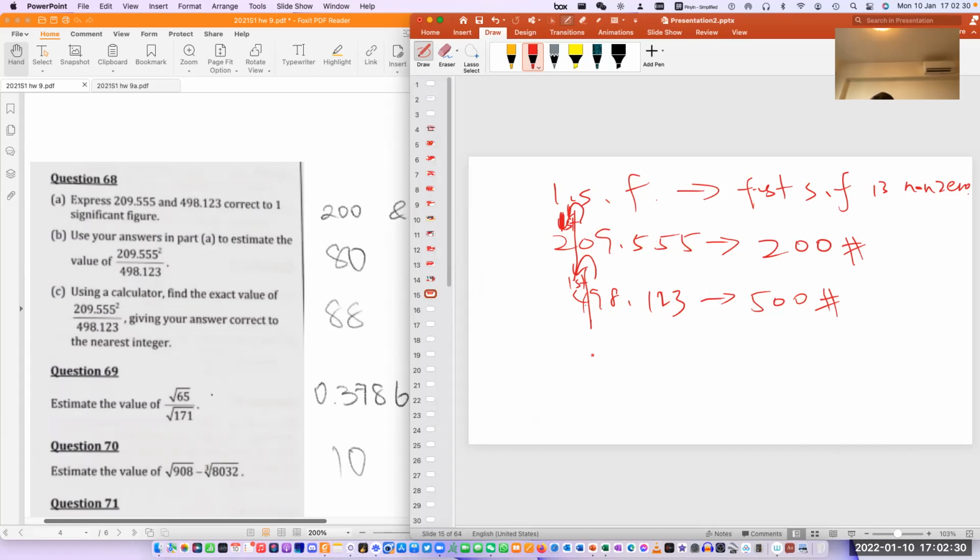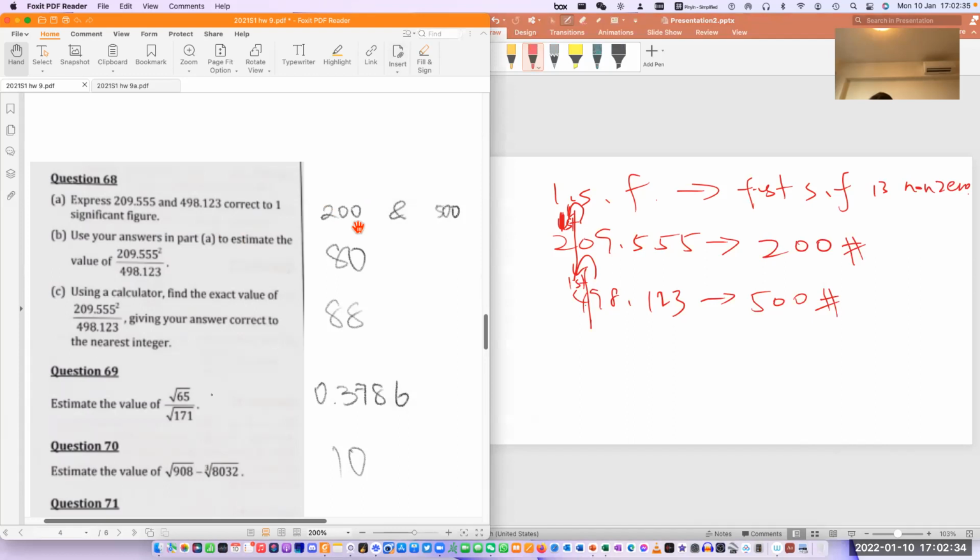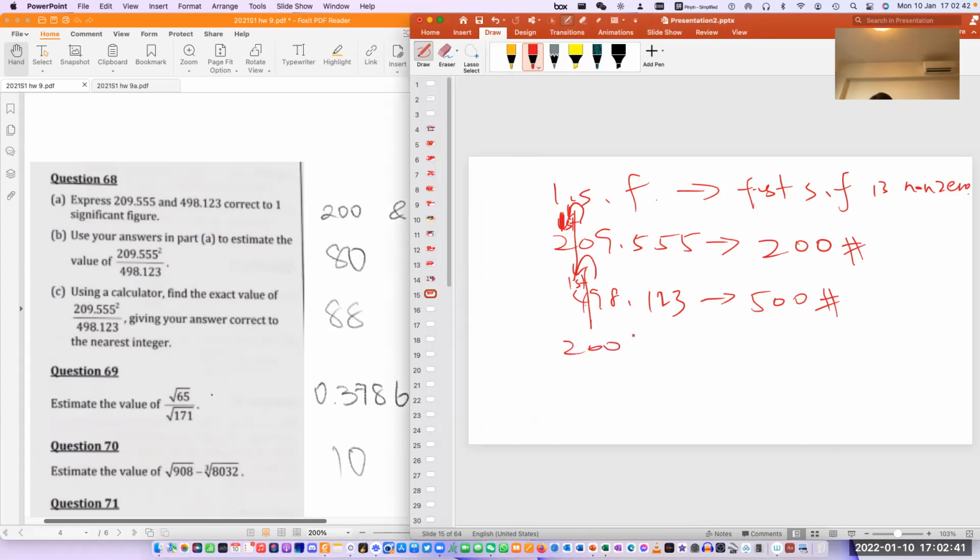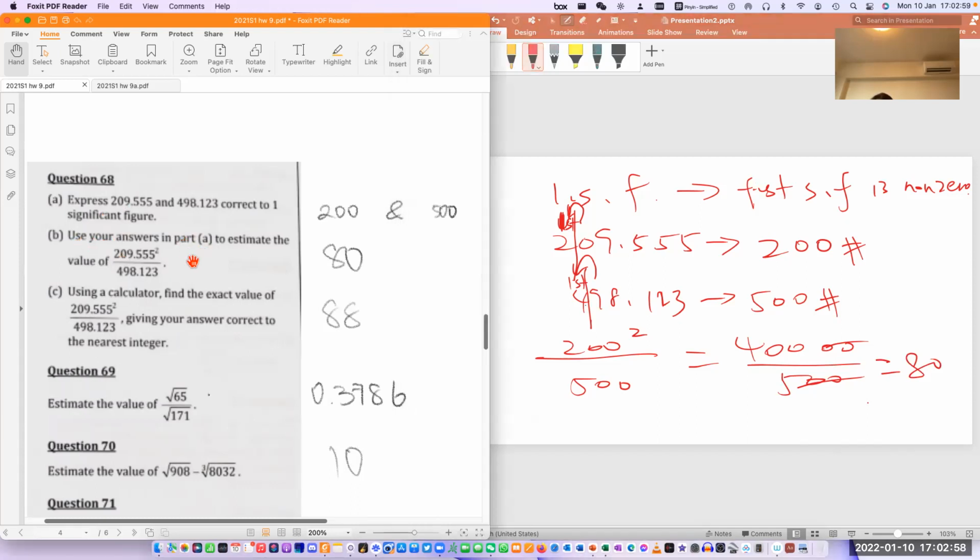Therefore, make use of the answer in part A. Over here it says use your answer in part A, so you need to use the answer in part A. You cannot use a calculator. So you must use this 200 squared over 500. So you get 40,000 over 500, so you end up with 80. If they ask you to use your answer in part A, you must use your answer in part A. You cannot use another method, right?